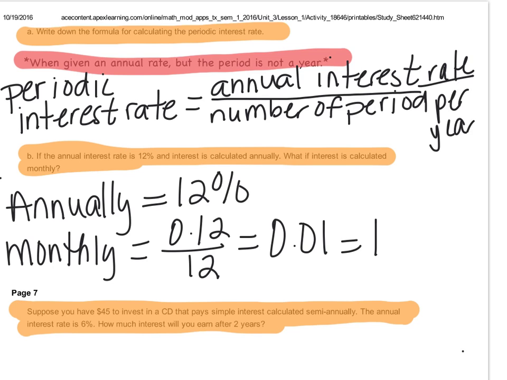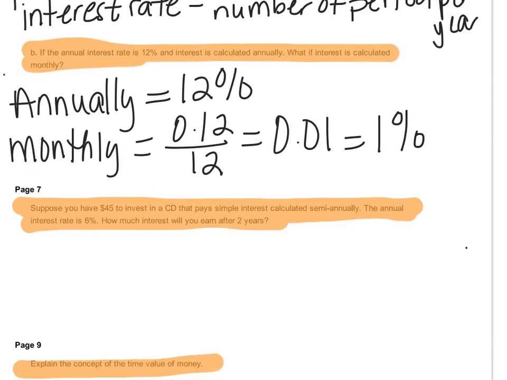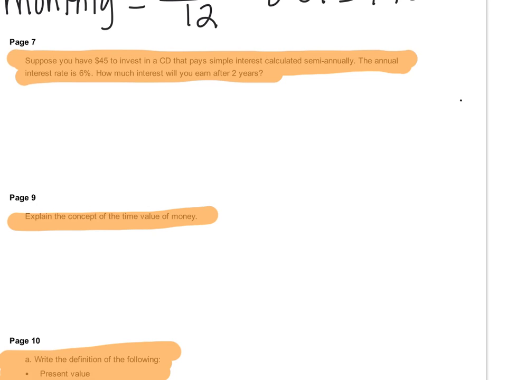That's your interest rate. I'm going to see if I can fix that percent sign. I hope you never ever get a 1% interest rate. Always try to get a higher interest rate when you're trying to save some money. Okay, there we go. All right, so up next, it says, suppose you have $45 to invest in a CD that pays simple interest calculated semi-annually. So the annual interest rate is 6%. How much interest will you earn after 2 years?